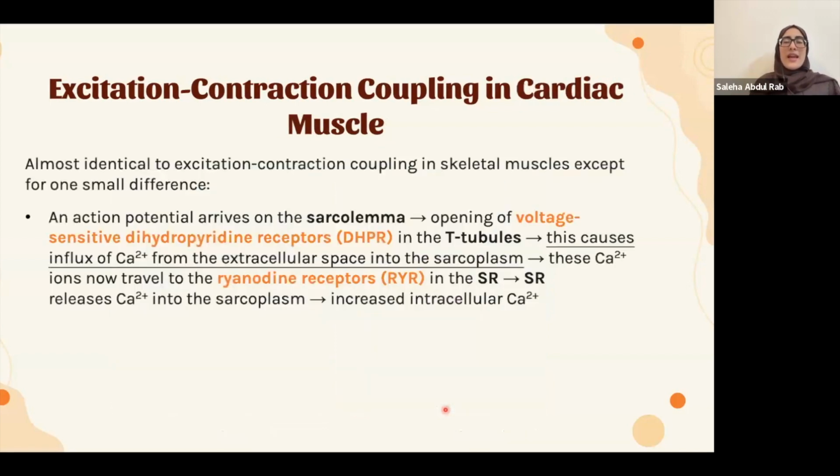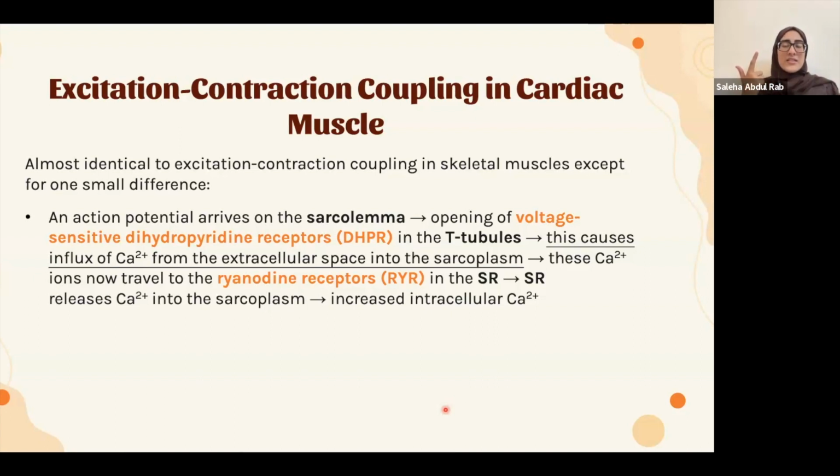Now let's come to cardiac muscle. How is cardiac muscle different? It's only a tiny bit different, but that difference is a big deal. So in this case, it's almost identical to skeletal muscle contraction, except for one small thing. The action potential arrives on the sarcolemma. So far it's the same as the skeletal muscle. This opens the voltage-gated dihydropyridine receptors in the T-tubules. Still the same as the skeletal muscle. Now, this causes an influx from the extracellular space into the sarcoplasm.